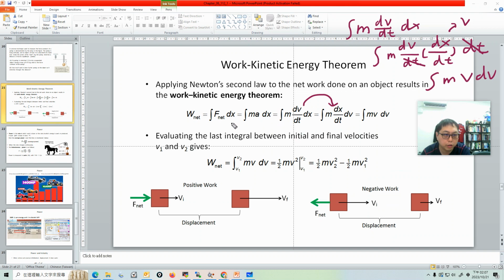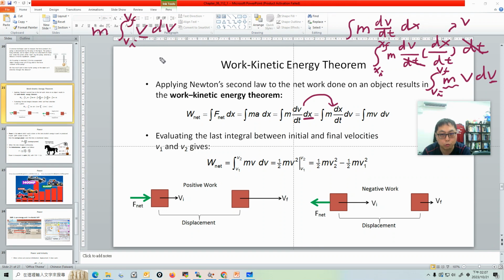Initially, you are doing the integration with respect to x, so the integration range goes from xi to xf. But once you change the variable from x to velocity, your integration range also has to change, from the initial velocity to the final velocity. We assume the mass is constant, which is true most of the time, so factor the mass out, and you have v dv with range vi to vf. So this is a power function integration.